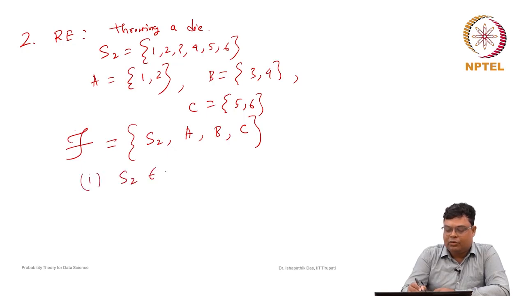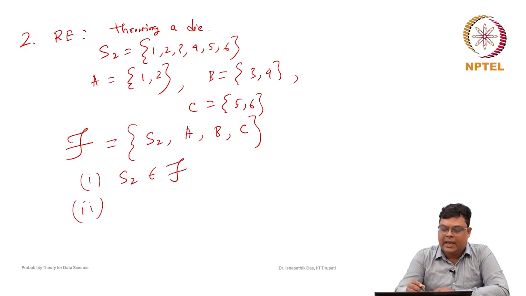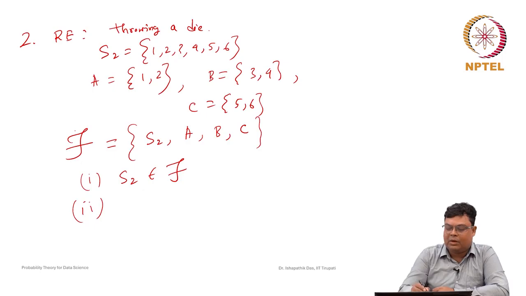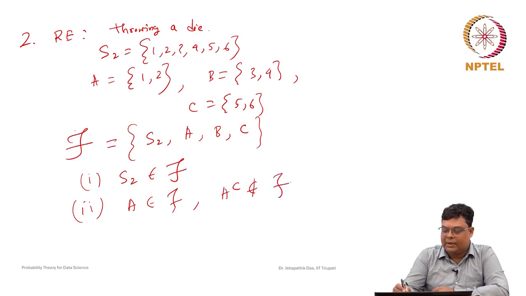Condition 1: S2 belongs to F. Condition 2 is important. A is 1, 2, so A complement will be 3, 4, 5, 6, and this is not there. So, we will add this set. This is not a sigma field. First of all, suppose A is 1, 2, and A belongs to F, but we see that A complement does not belong to this collection F.